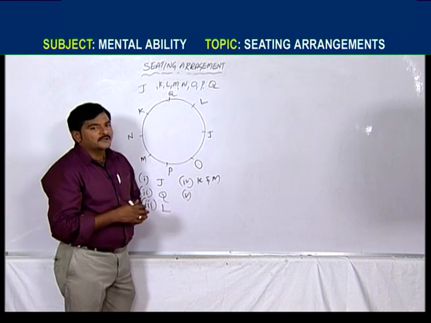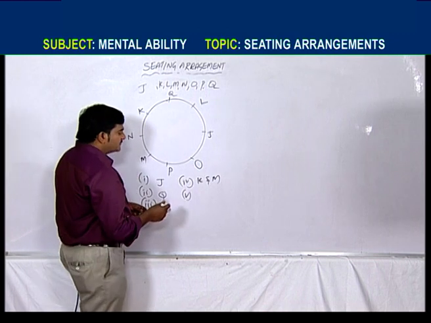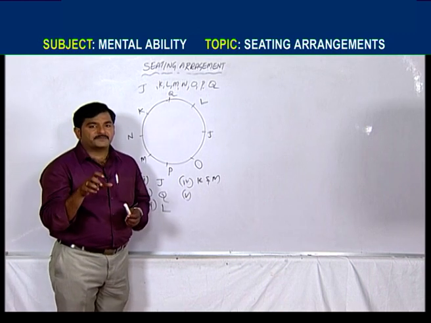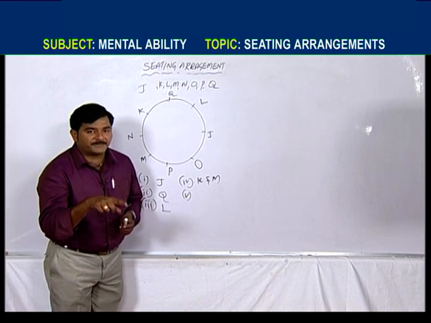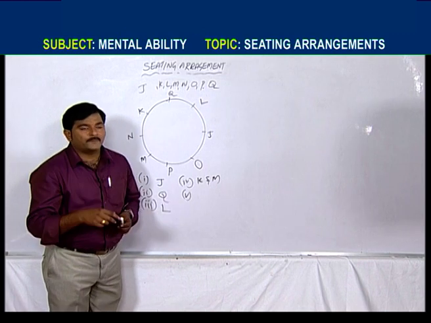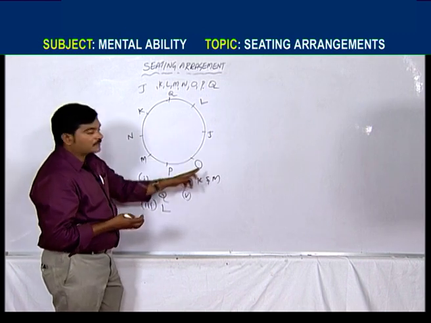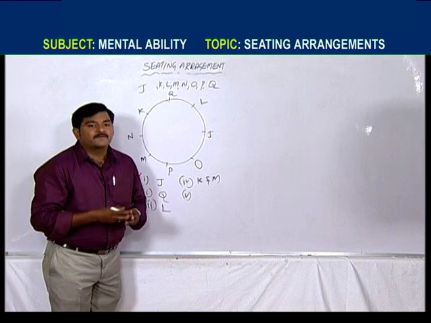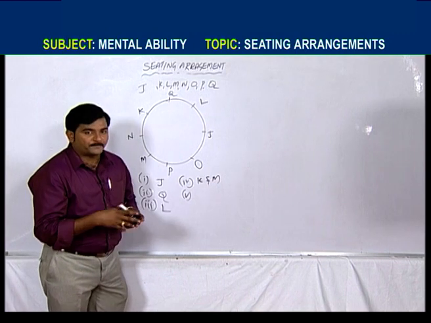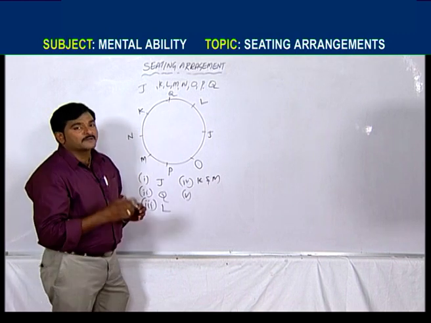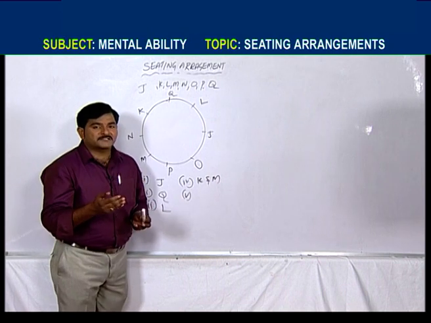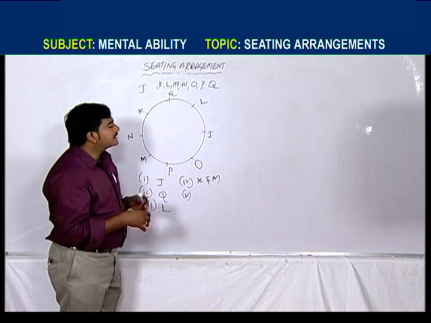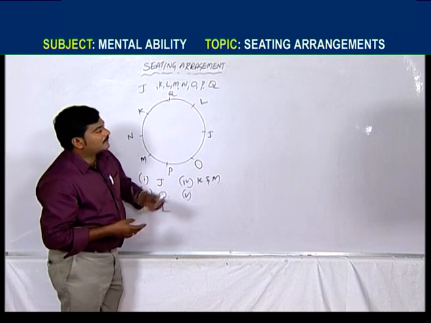What is the first option here? The first option is PJO. In the first option PJO, who is the first person? P. Is P sitting in between J and O? No, it is not possible. Hence, that is wrong. What about the second option?